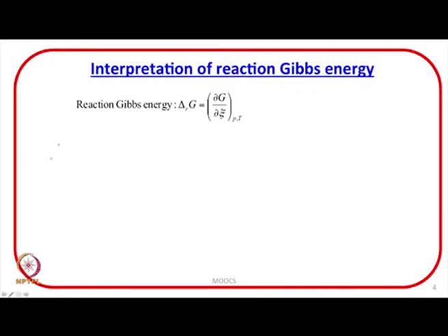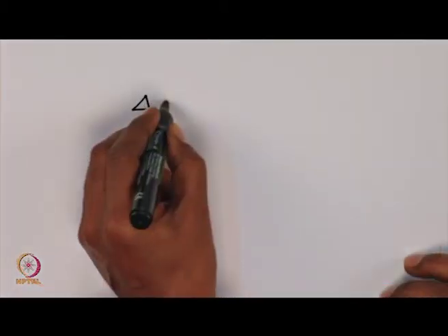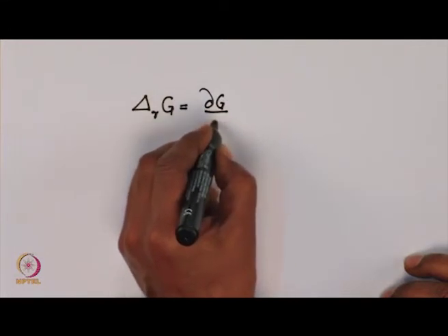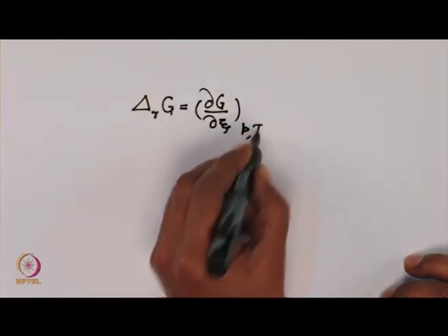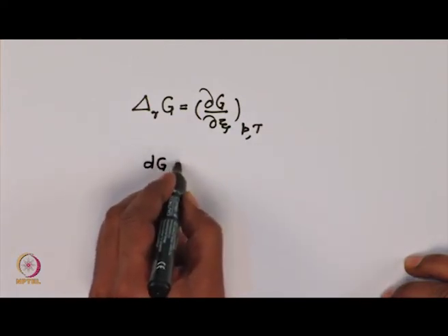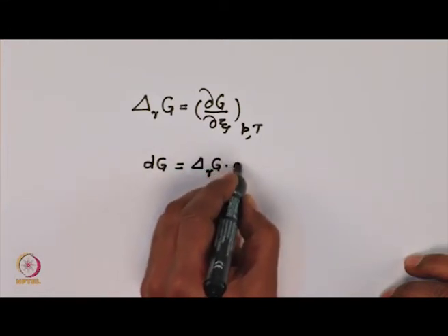We have discussed that the reaction Gibbs energy is written as delta Rg, which is the slope of the plot of total Gibbs energy versus the extent of reaction. In this context, delta R signifies a derivative, meaning we are talking about the slope. If we want to calculate delta G from delta R, we write delta Rg is equal to dou G by dou Xi at constant pressure and temperature. Therefore, I can write dG is equal to delta Rg into dXi.